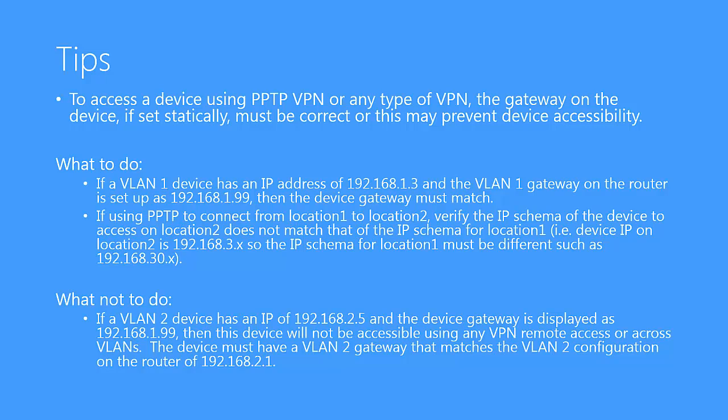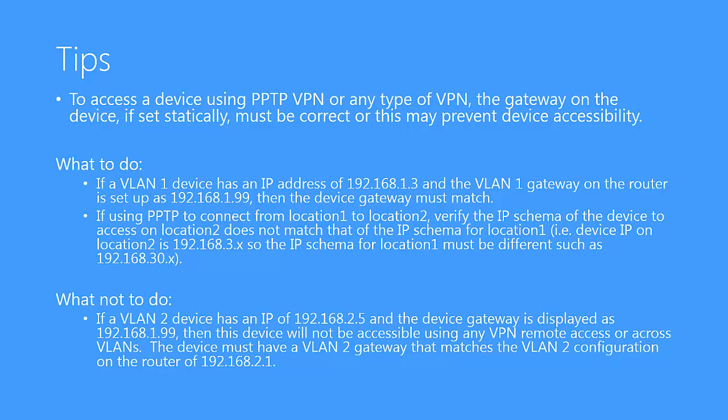Now, please keep in mind that this also applies for communication across VLANs. If there is a static gateway and it is displaying either a blank VLAN gateway or an incorrect VLAN gateway on the device, then there will be no open communication.